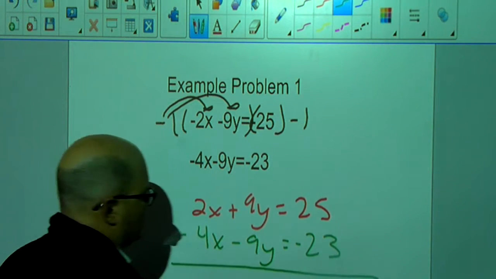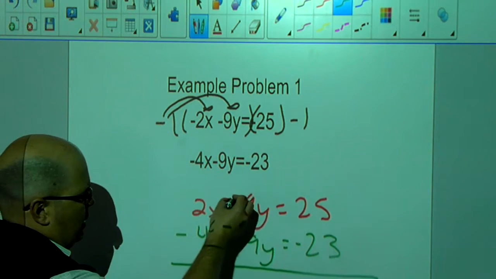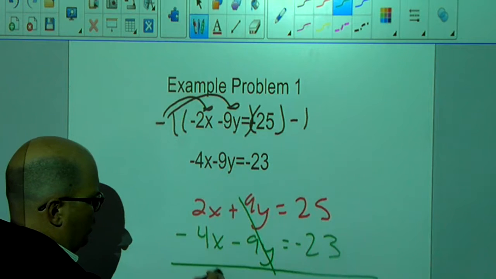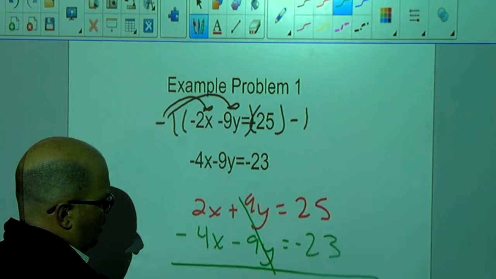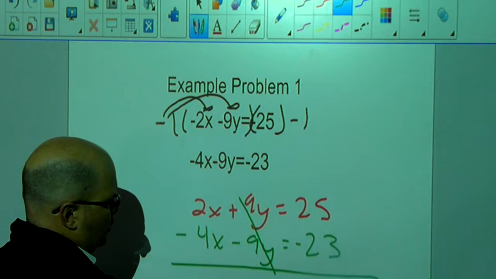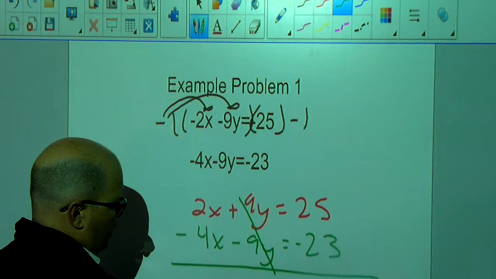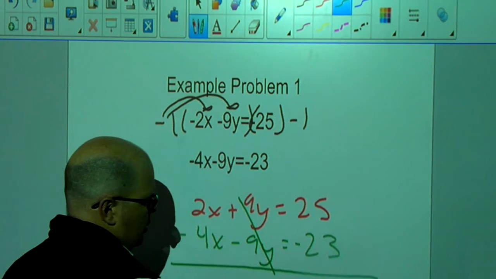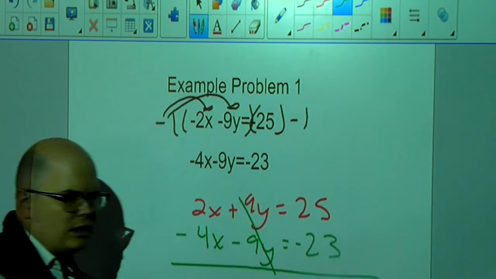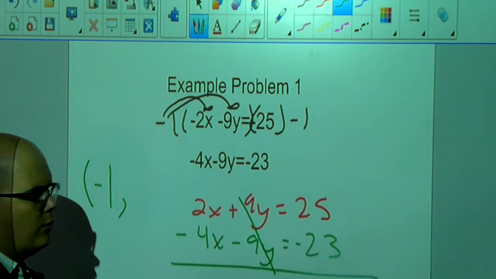And since they're a system, I can technically combine these. So when I combine 9 plus negative 9, that cancels and goes away. So I'd have 2 minus 4x is negative 2x, equals 25 minus 23 is 2. And then I divide both sides by 2, and I get my solution, x equals negative 1. So my first part of my solution set is negative 1.